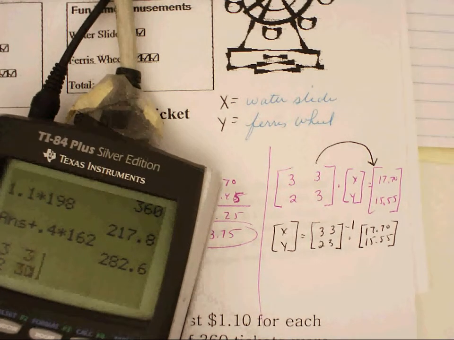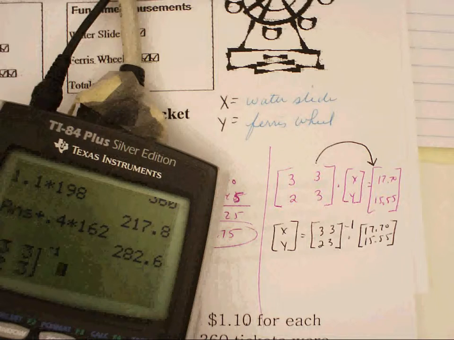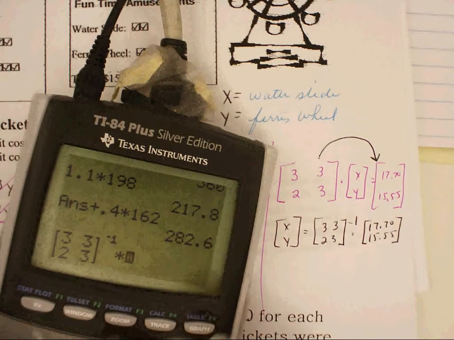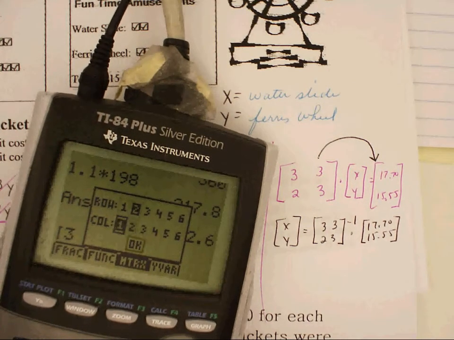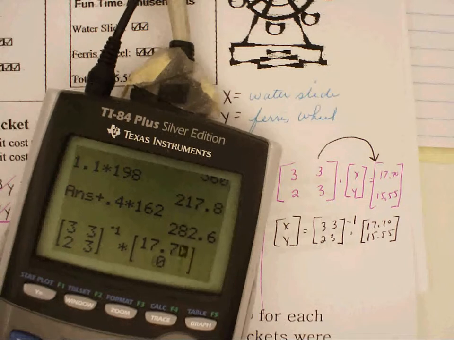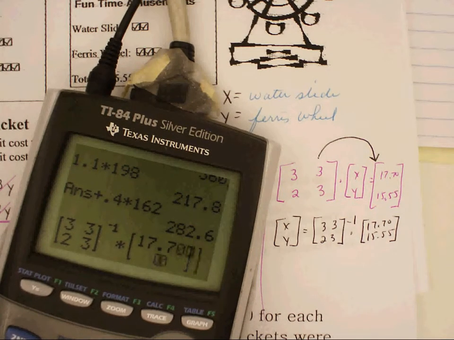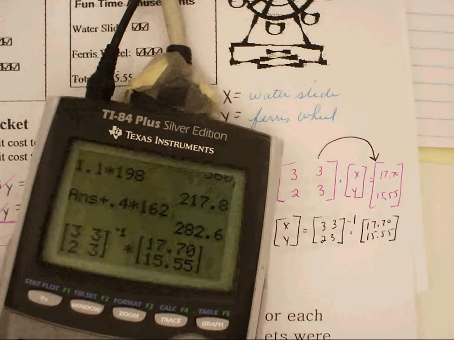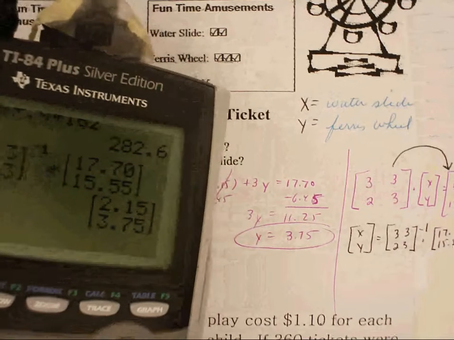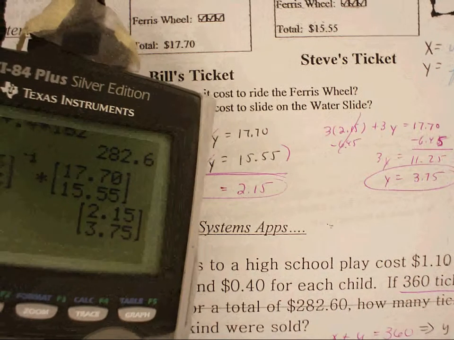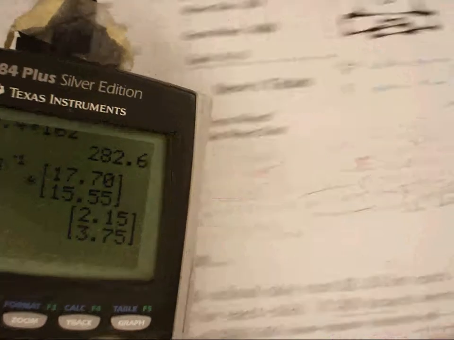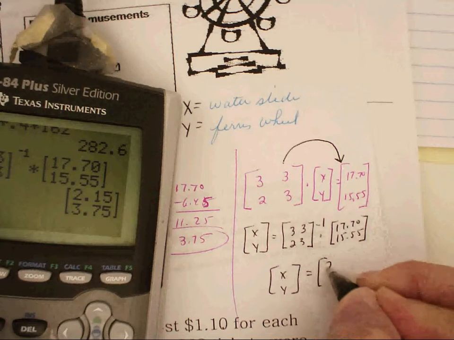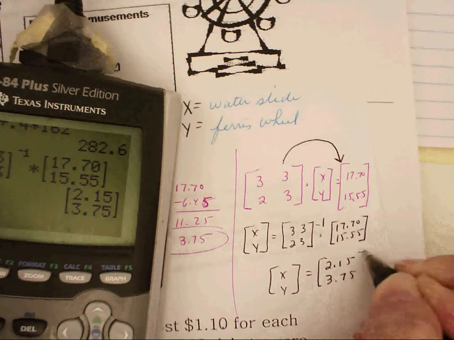I need a 2 by 2, so 3, 3, 2, 3. X to the negative 1 is the symbol for inverse, times, then I will need a 2 by 1, so I'll insert that and fill that in with $17.70 for Bill and $15.55 for Steve. And I'll let the calculator tell me if we had it right. Did we have it right initially, 215 and 375? We did, didn't we?